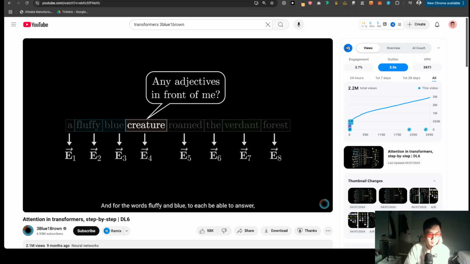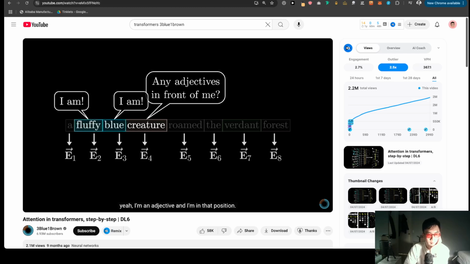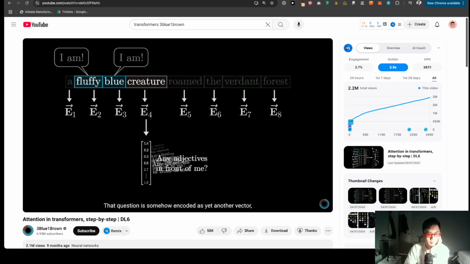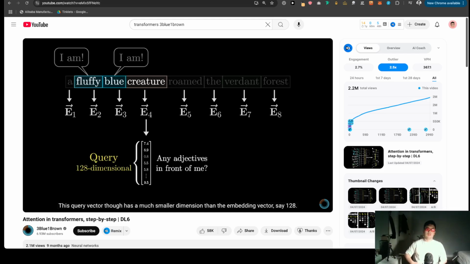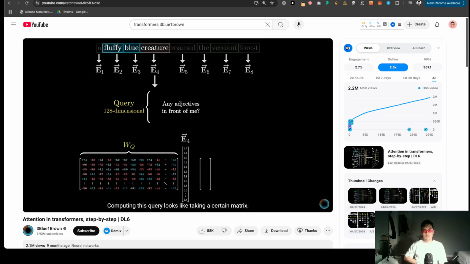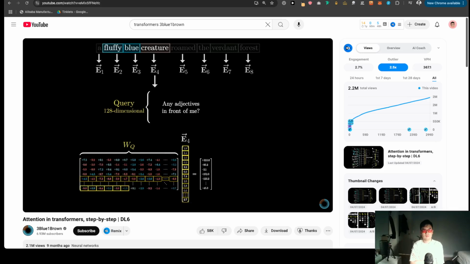And for the words fluffy and blue to each be able to answer, "Yeah, I'm an adjective and I'm in that position." That question is somehow encoded as yet another vector, another list of numbers, which we call the query for this word. This query vector, though, has a much smaller dimension than the embedding vector, say 128. Computing this query looks like taking a certain matrix, which I'll label WQ, and multiplying it by the embedding.